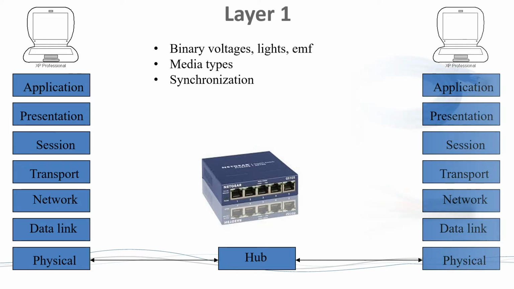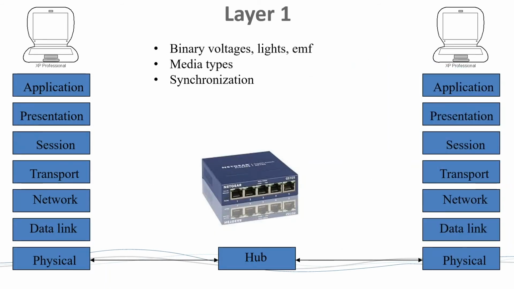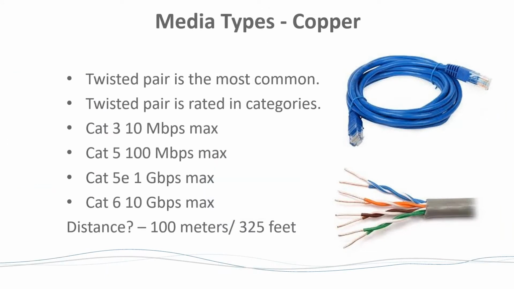The device that we tend to think of at layer 1 is a hub. We'll talk about hubs in just a minute. That's your typical layer 1 device that only functions really on layer 1. Let's talk about media types. So the most common type of media that you're going to run into is copper.